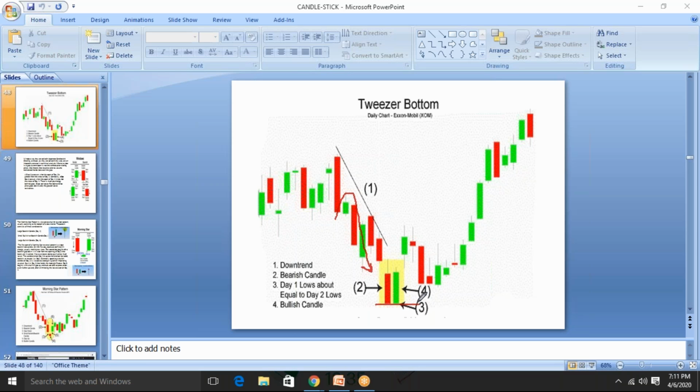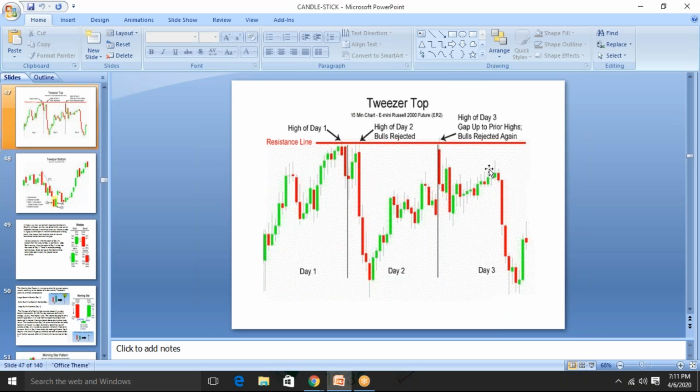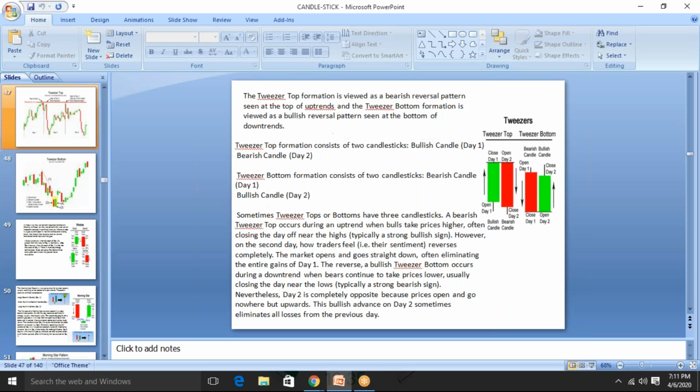Only difference is the opening is exactly equal to this, then we call it a tweezer bottom. In the case of tweezer top, the opening is exactly the same. The logic is the same. In tweezer top, the opening is equal to this candle. This is just the name given. The logic, psychology, trading style, stop loss and target are similar.